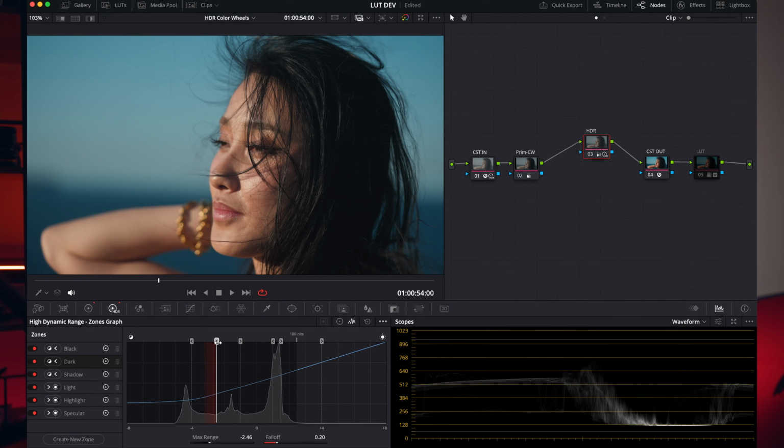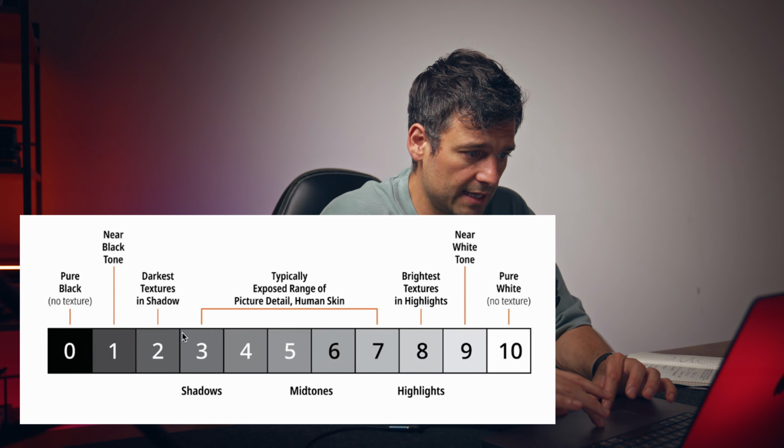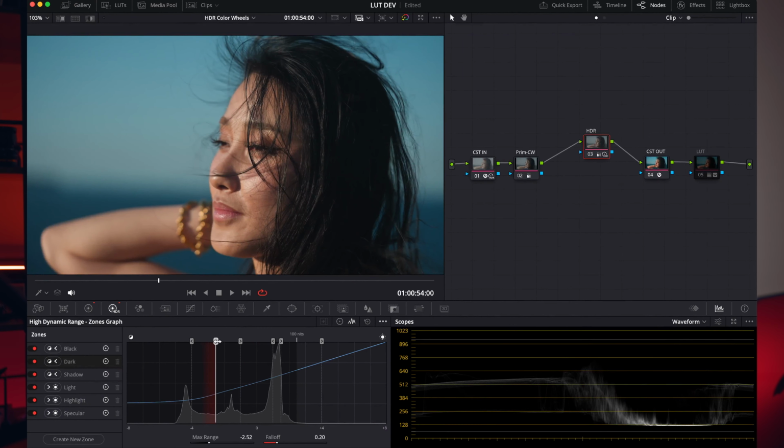Now I'm impacting the lower end of my image, so the lower end into the shadows and the dark regions. If I go back to my Ansel Adams, I'm going to be affecting anything here from like 3, 2, 1, and 0 within this area here. So that's kind of how the HDR zones graph reflects back to the Ansel Adams.